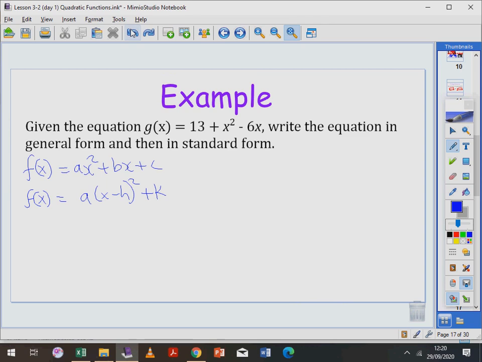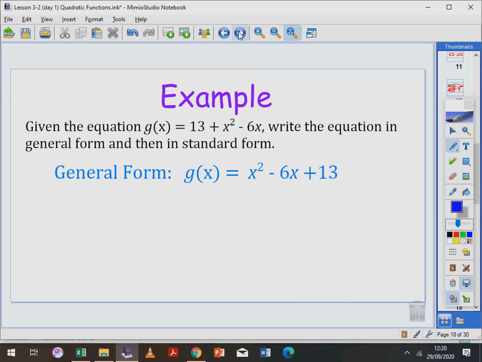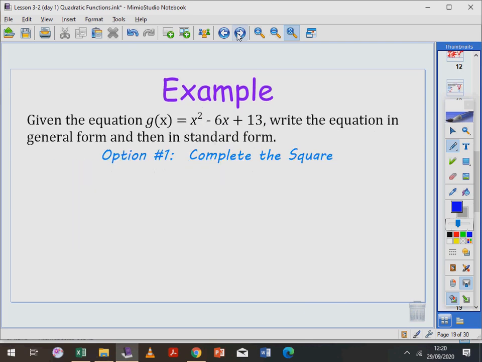So in general form, I just need to rearrange this so that the x squared comes first, followed by the linear term, followed by the constant term, which looks exactly like this. In standard form, I need to complete the square. And I know you remember completing the square, so I won't go the very long way of completing the square. I'm going to show you a shortcut.